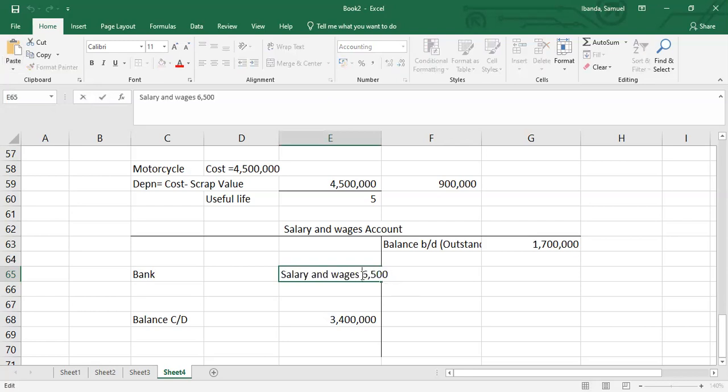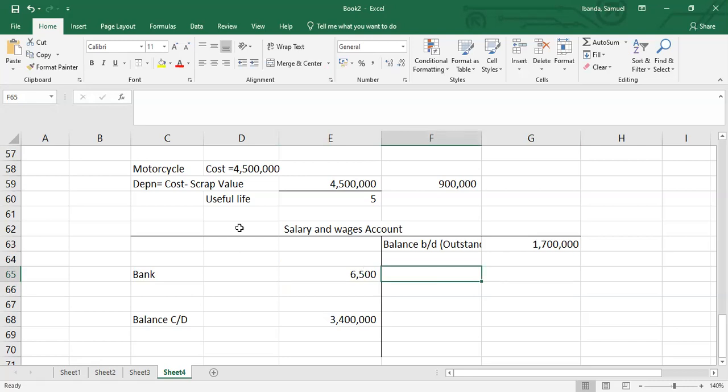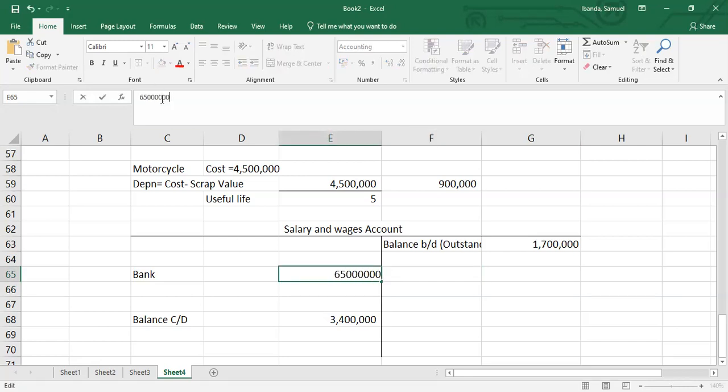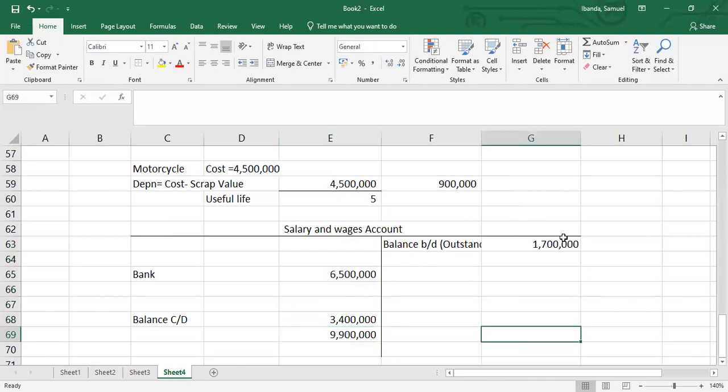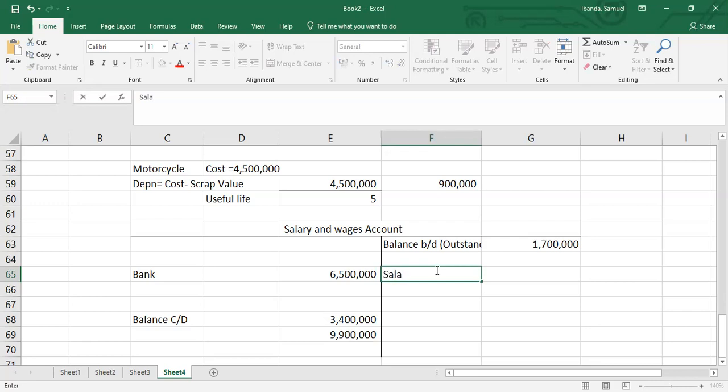Salaries and wages, I don't again call it salaries and wages. It's in the respective account. And then now this has 3 zeros to add on it. So now, as you can see, the same way we did the other side, this account does not balance. So I'm going to balance it off here. I'll get 9.9, and here it has 1.7. So it means that there is a balancing figure, and this balancing figure is the salaries and wages for the year.